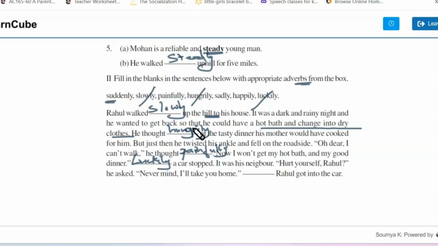Then it was his neighbor. Hurt yourself, Rahul? he asked. Never mind, I will take you home. Blank, Rahul got into the car. Okay, so how did he get into the car? Happily. Because now he is happy that he can get to his home. So like that we have used the adverbs from the list to fill these blanks and complete the paragraph.